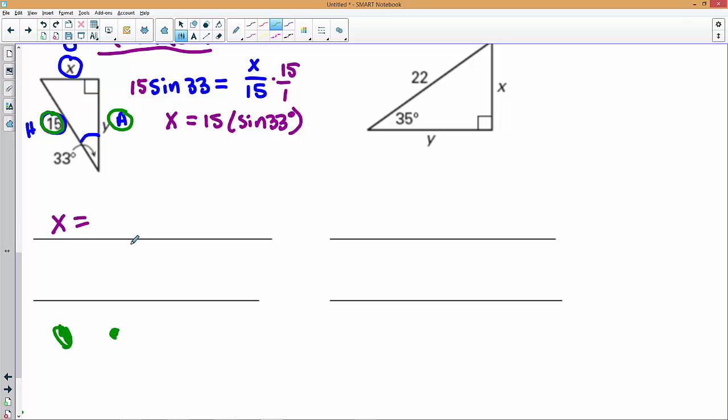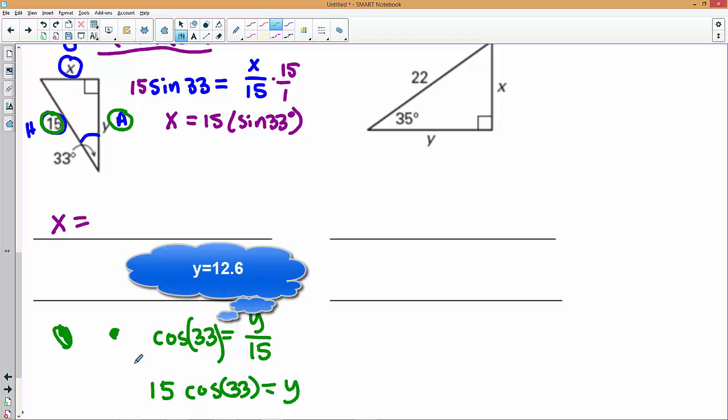So we're going to use cosine of 33, right? Because y is the adjacent. So I have the adjacent. I want the adjacent and I have the hypotenuse. So cosine is adjacent over hypotenuse. I'm not going to show the work here. You know what to do. Multiply both sides by 15. Cosine of 33, parentheses would be helpful here, equals y. Throw that in your calculator and get your y equals answer.